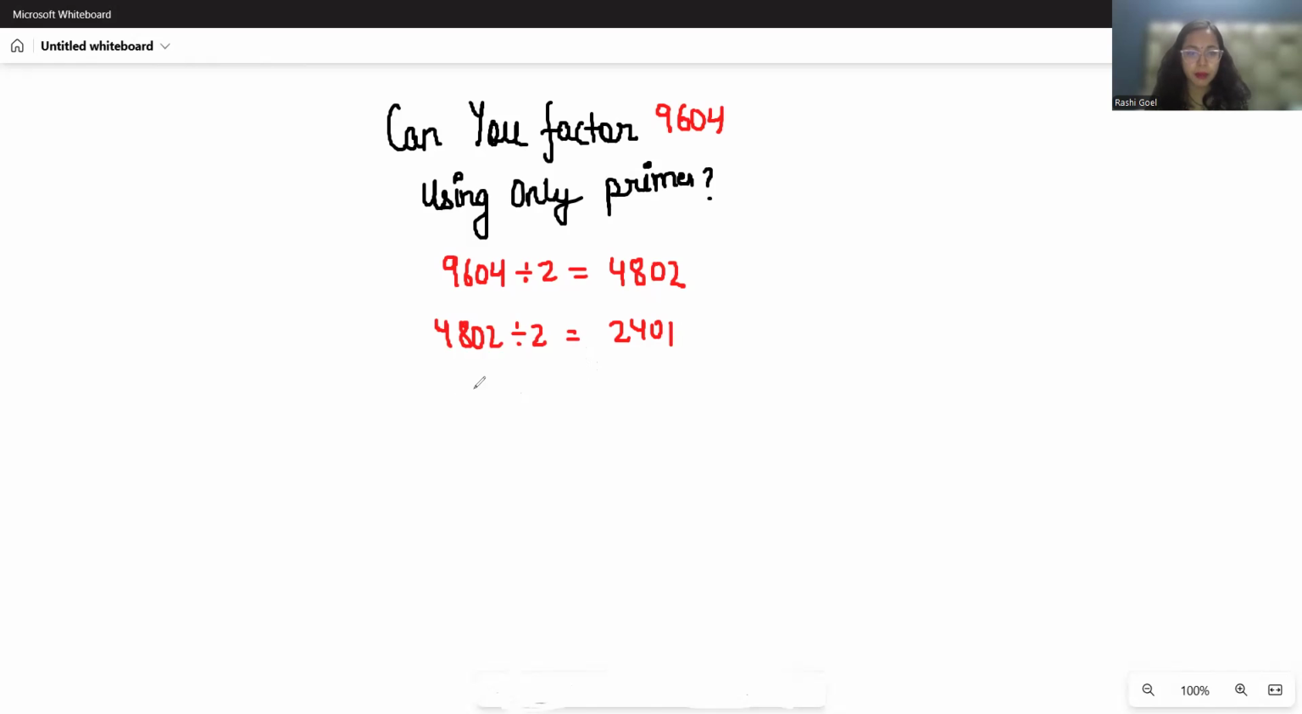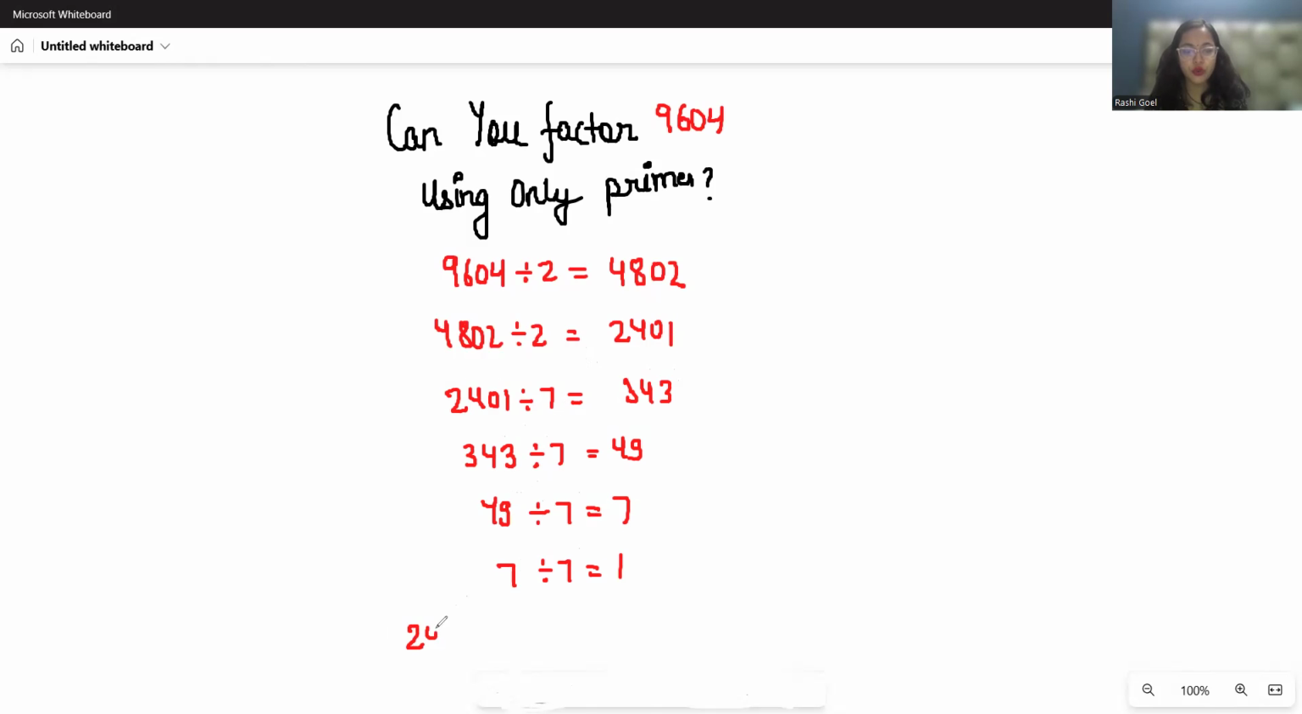Now the next prime number is 7. So 2401 divided by 7 gives 343. Again, it's divisible by 7, gives 49. Now we know that 49 is the square of 7. So this gives us 7, and 7 divided by 7 is 1. So yes, 2401 is 7 times 7 times 7 times 7, or 7 power 4.